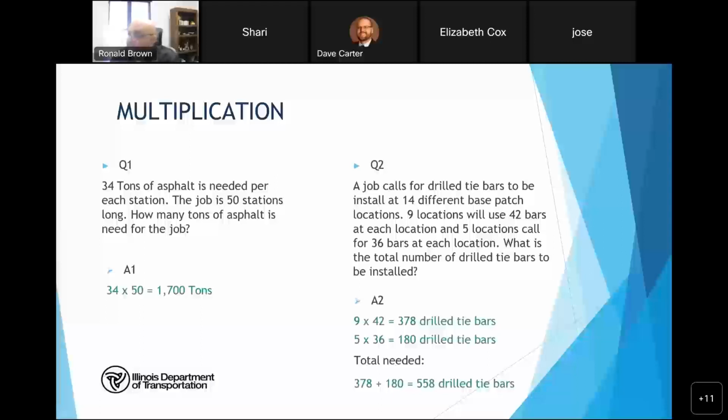So for your 9 locations that use 42 bars, you'll need a total of 378 drilled tie bars, by multiplying the 9 locations times the total number of bars for each location. Location 2, 5 locations with 36 bars at each location, for a total of 180 drilled tie bars. So using addition, you would add those 2 together to determine that you need 558 drilled tie bars for these base patch locations.